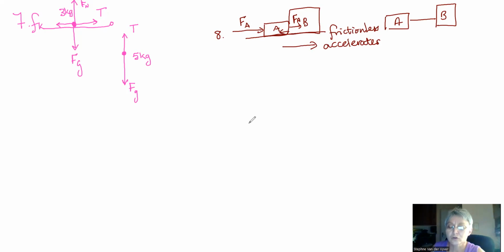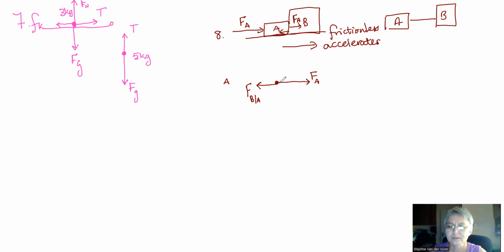We are going to draw a free body diagram for each of the objects separately. So here we have A. There is a force applied to A. And B pushes back against A. Now, because the objects are accelerating to the right, the force to the left is smaller or weaker. So this is the force of B on A.